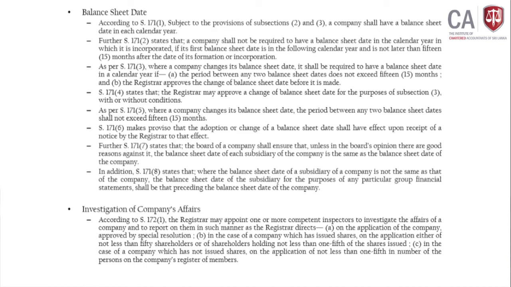If the registrar directs, such manner as he directs, report on what? On the application of the company approved by special resolution. In the case of a company which has issued shares, on the application either of not less than 50 shareholders or shareholders holding not less than 1/5 of the shares issued. In the case of a company which has not issued shares, on the application of not less than 1/5 number of the persons on the company's register of members. So, if any one category of these applies to the registrar to appoint an inspector to investigate the affairs of the company, the registrar can so appoint an inspector to report to him on the affairs of the company.